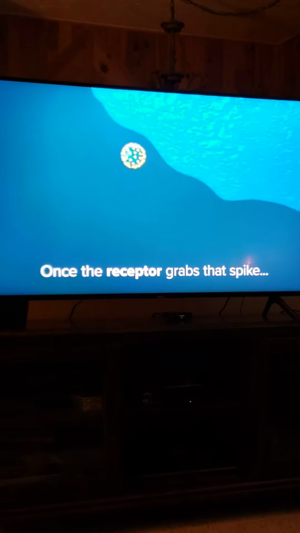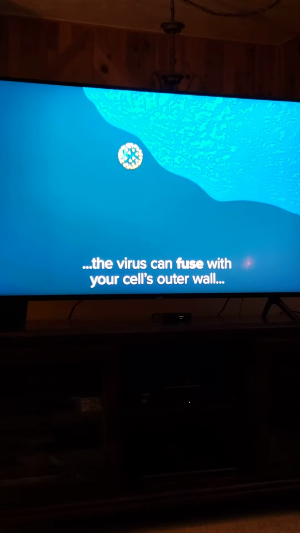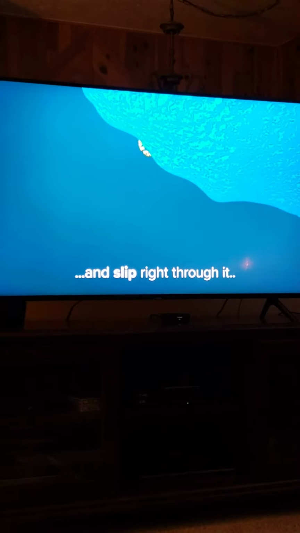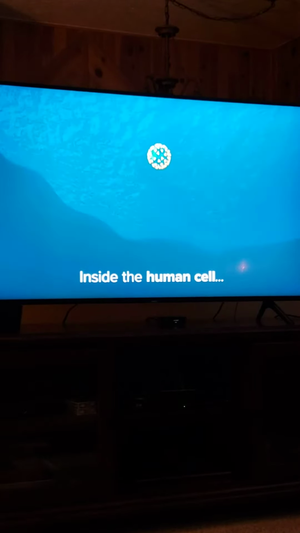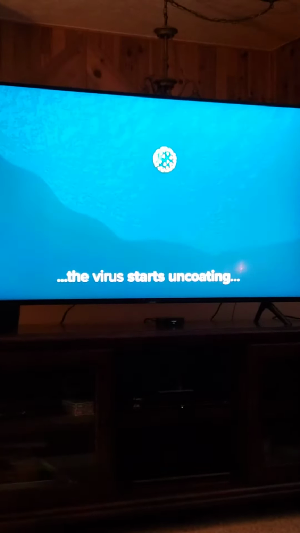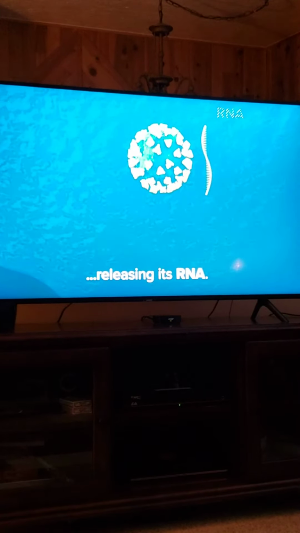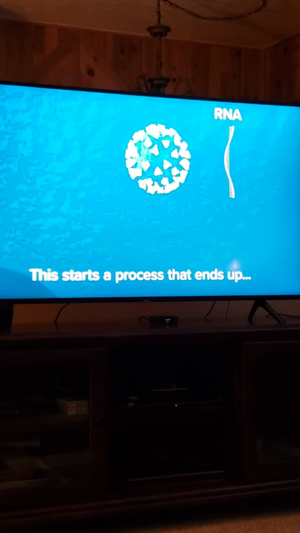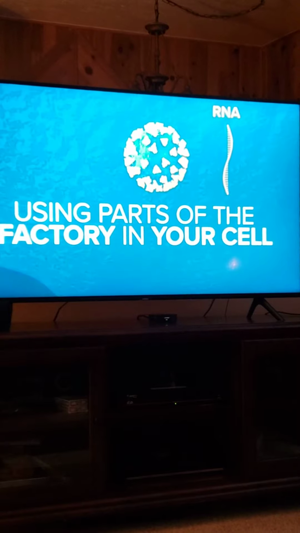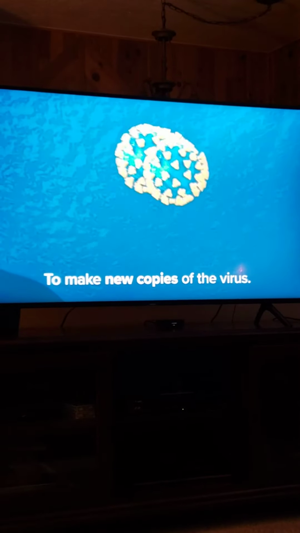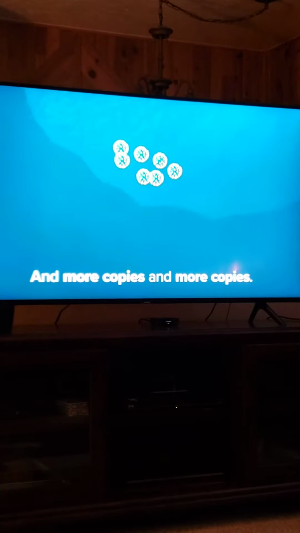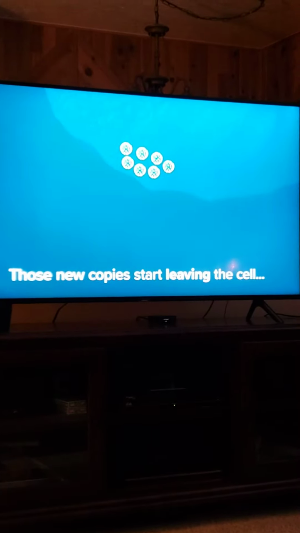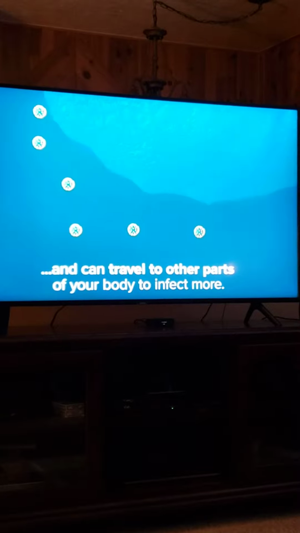Once the receptor grabs that spike, the virus can fuse with your cell's outer wall and slip right through it, almost like a ghost. Inside the human cell, the virus starts uncoding, releasing its RNA. This starts a process that ends up using parts of the factory in your cell to make new copies of the virus, and more copies, and more copies. Those new copies start leaving the cell and can travel to other parts of your body to infect more.